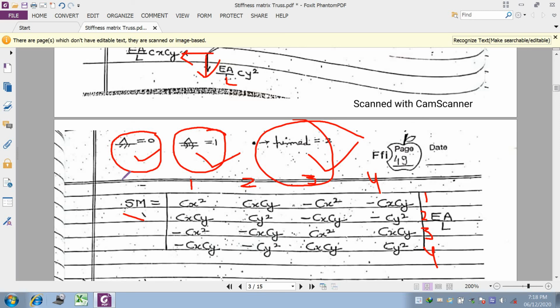We will see the numerical based on the truss element in our next lecture.